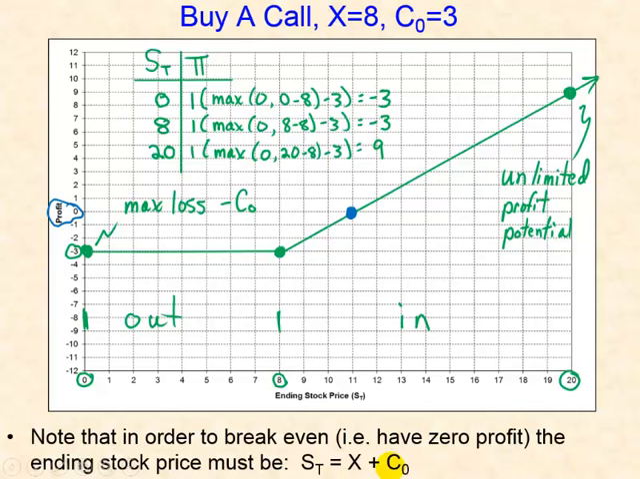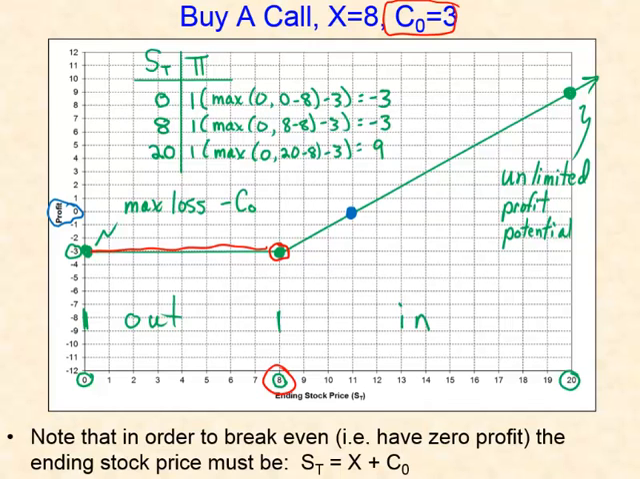Let me show you a shortcut you can use here. We don't need to calculate profits at all these different stock prices. Instead, we can simply start with an ending stock price of 8. We know we're going to lose the call premium of 3 if the stock price is 8. And so we start by plotting this line. At any stock price less than that, we simply lose our call premium. The option expires out of the money. And so we know we're going to be somewhere along this section of the line here to the left.